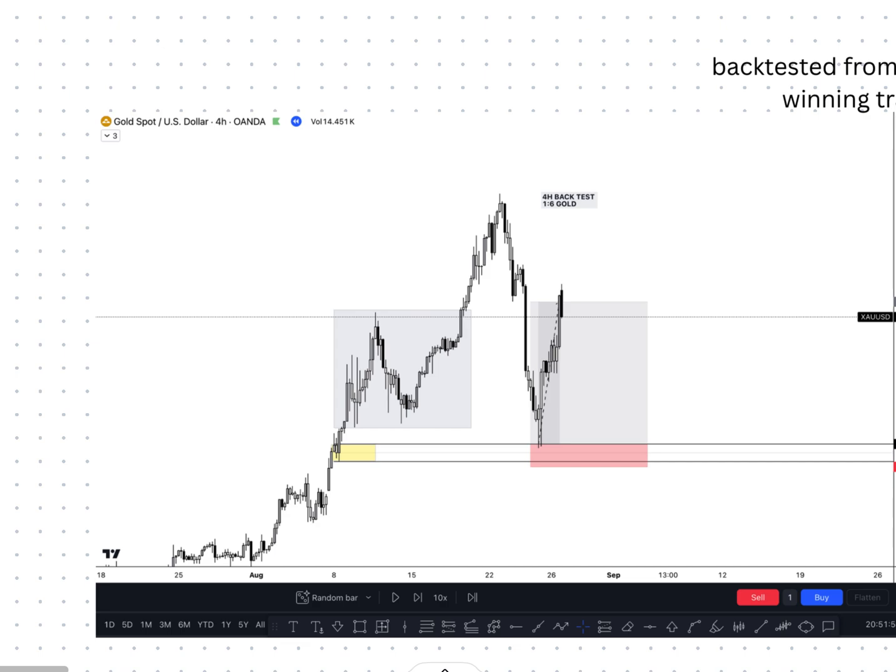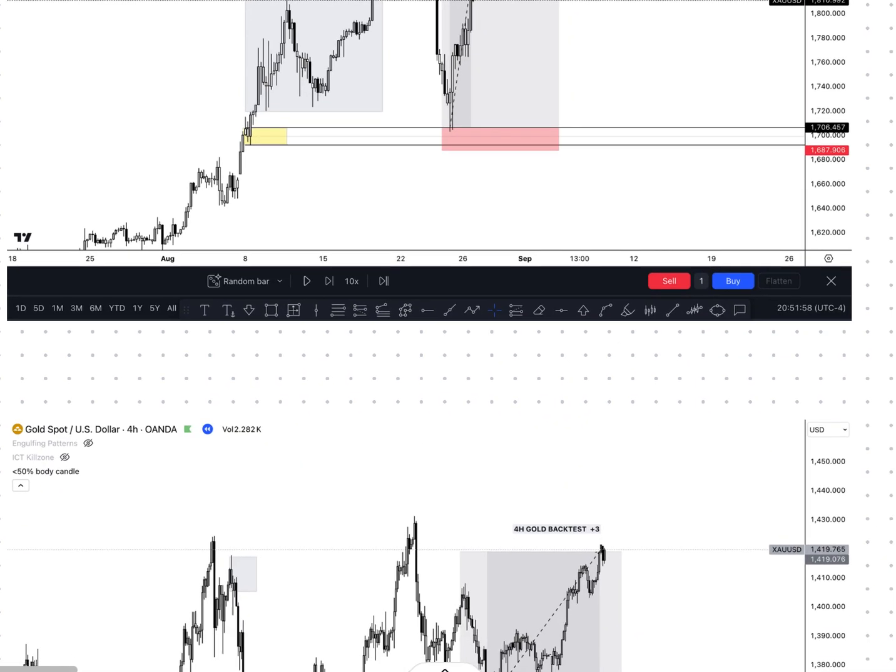When you're back testing, you want to train yourself to find zones that have strong reactions. This tells you that you were successful in picking the correct zone.